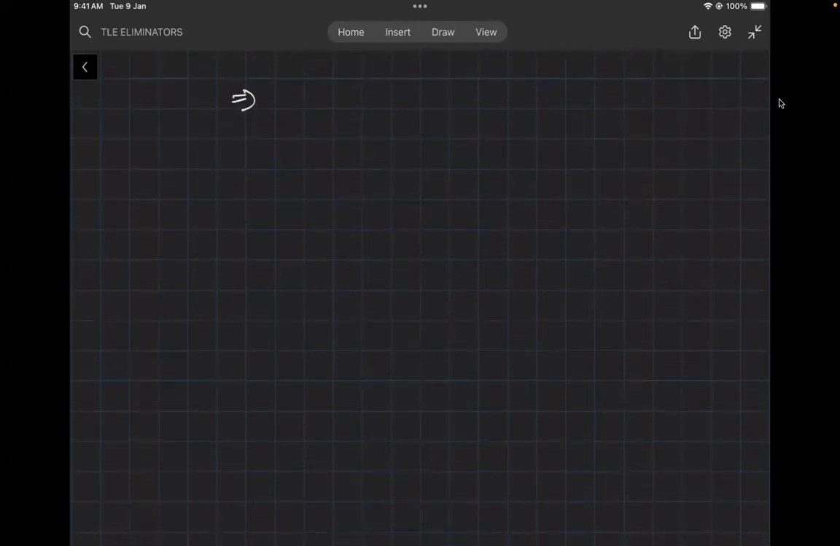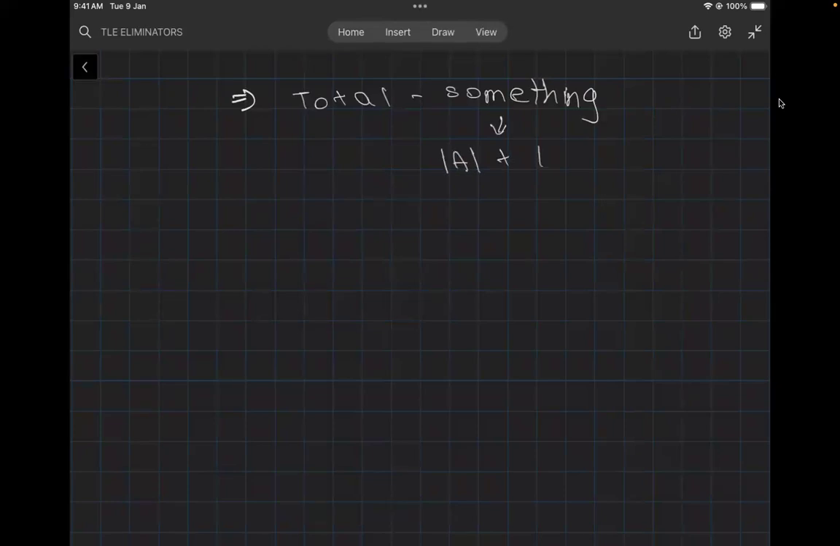we found out that the answer will be total minus something. Okay. Now, what is this something? This is just A plus B minus A union B, right?